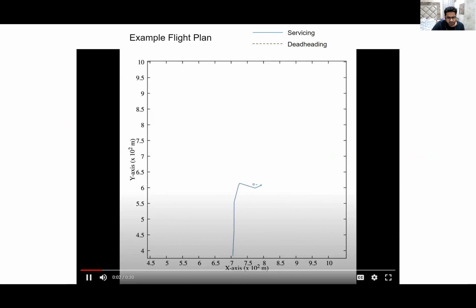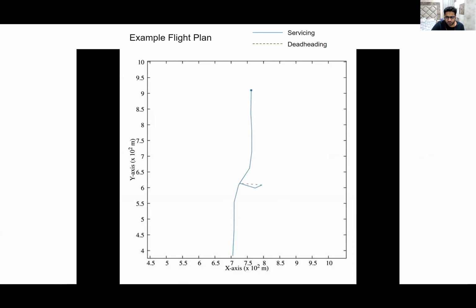Here we have an example of a flight plan. The solid blue lines represent servicing, while the dashed green lines represent deadheading. You'll notice that the drone travels faster while deadheading, as it is not taking images and need not worry about motion blur. The costs are considered to be asymmetric on the edges, and here we simulate a wind of 2 meters per second from southwest.